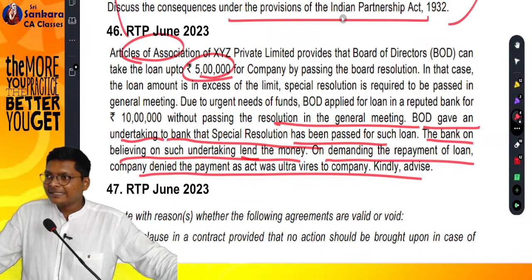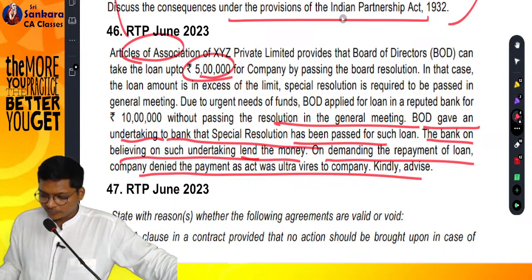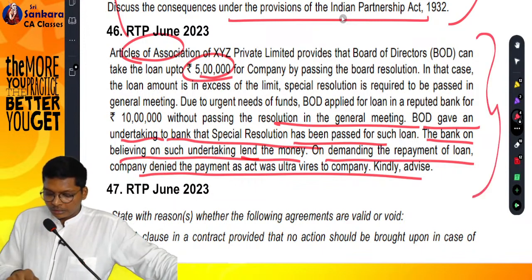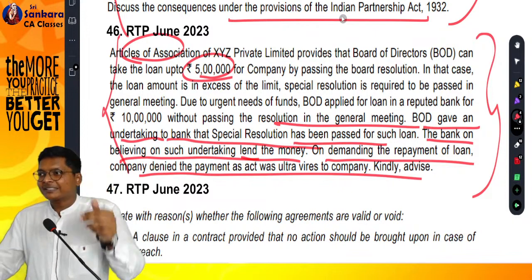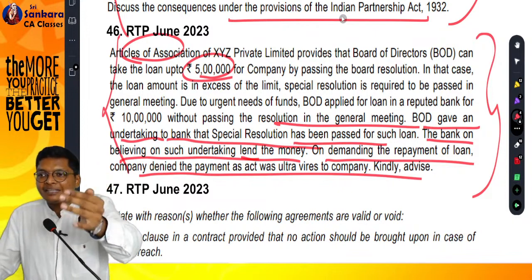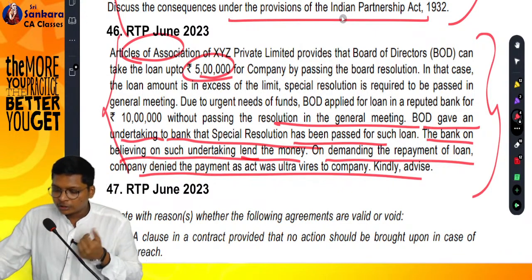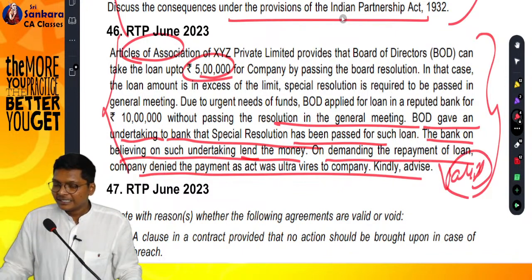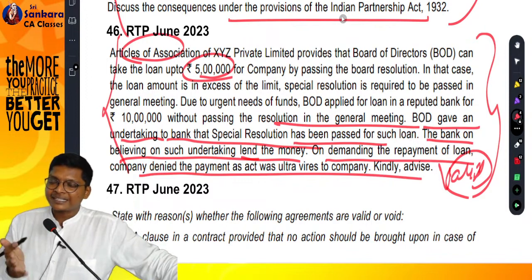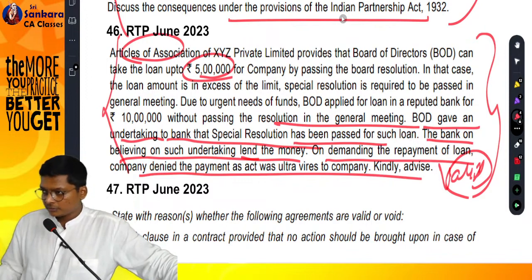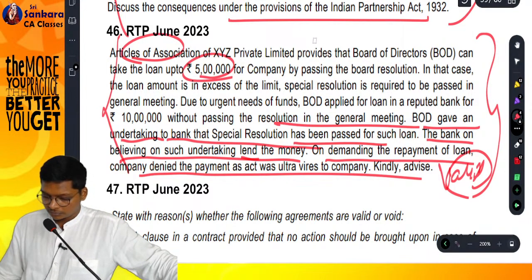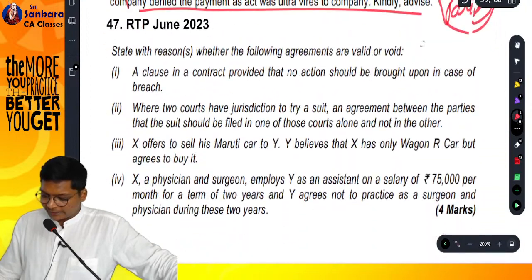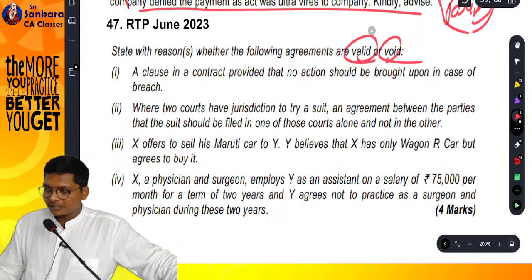The company, kindly advise. The bank can only be aware that you have to pass a resolution. Whether you actually passed it or not is not my work. Doctrine of indoor management. The loan is what? Valid. It's a defense, a benefit for a third party against the company. Following. Next. Quickly go through, guys. Valid or void, just write fast.